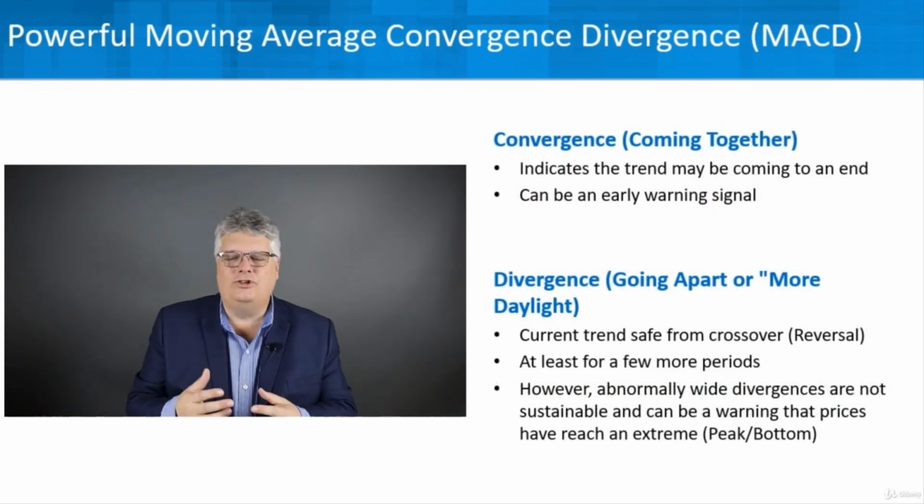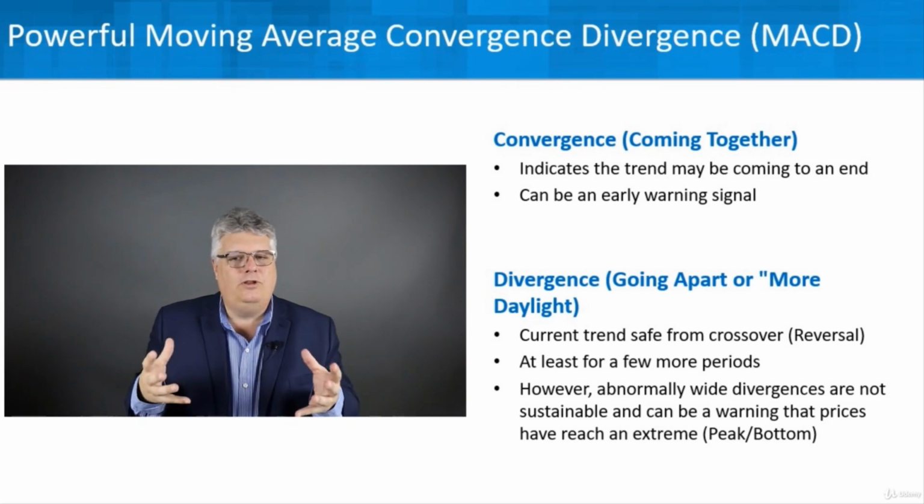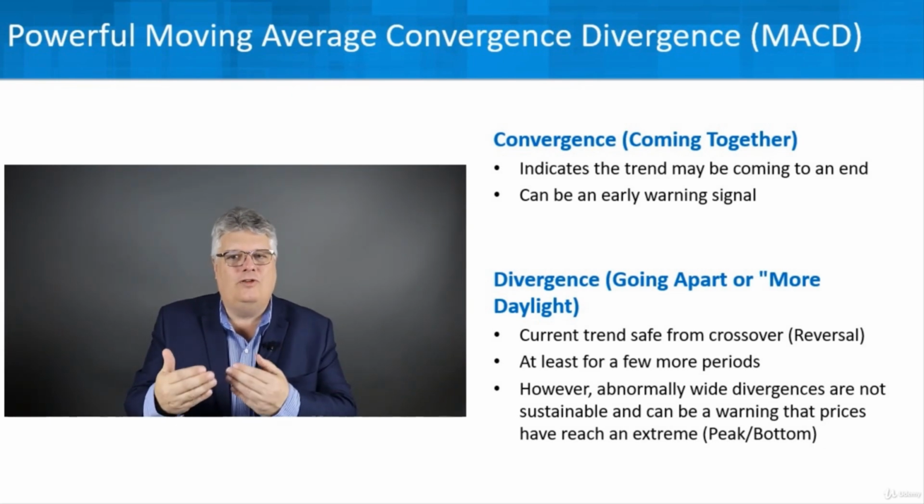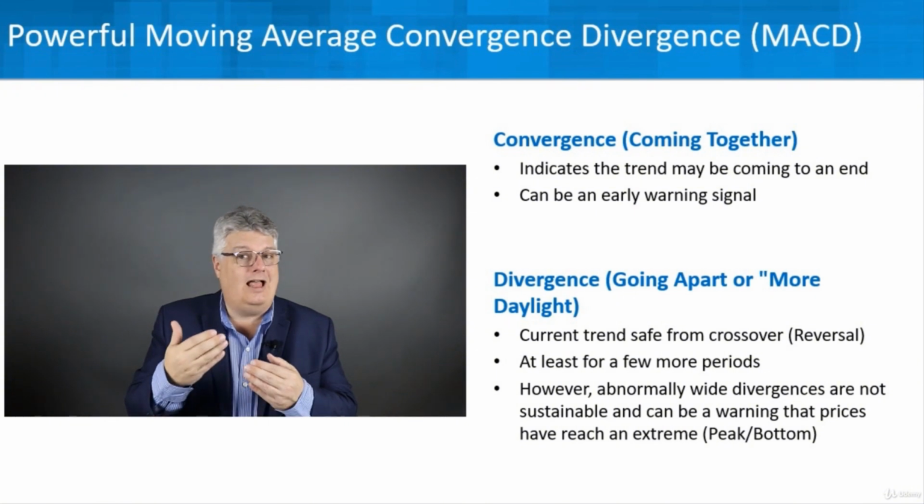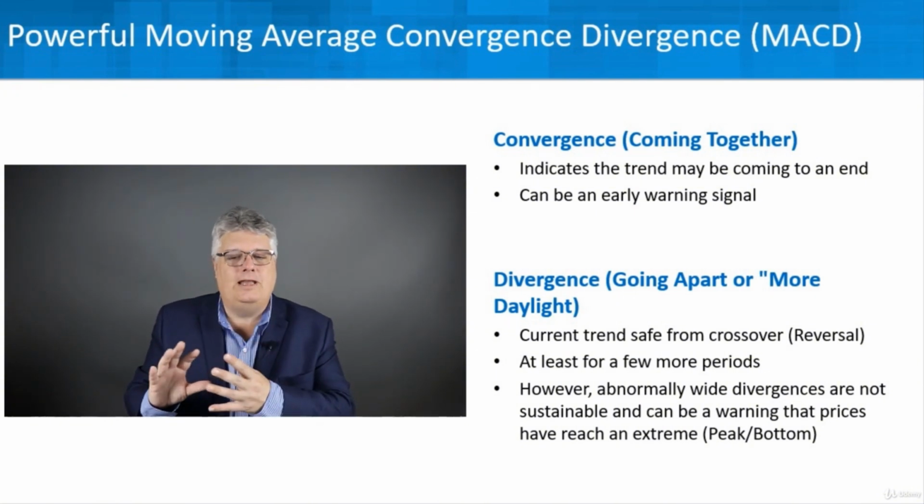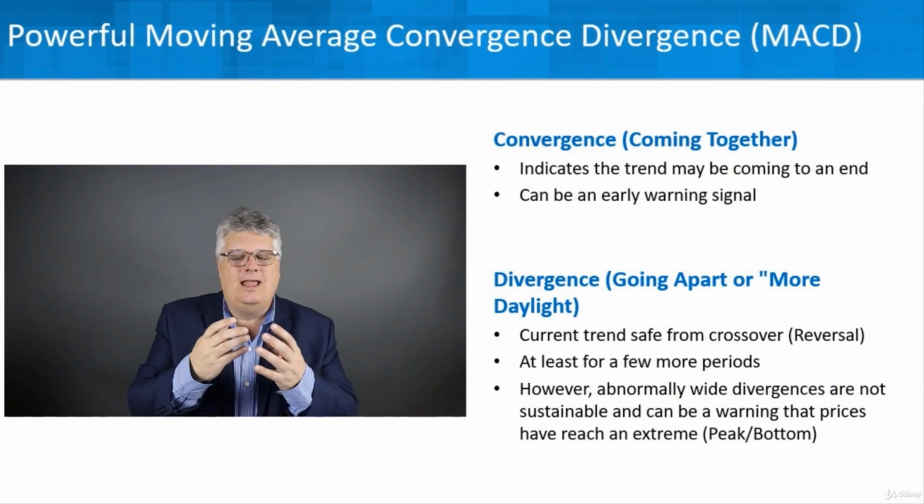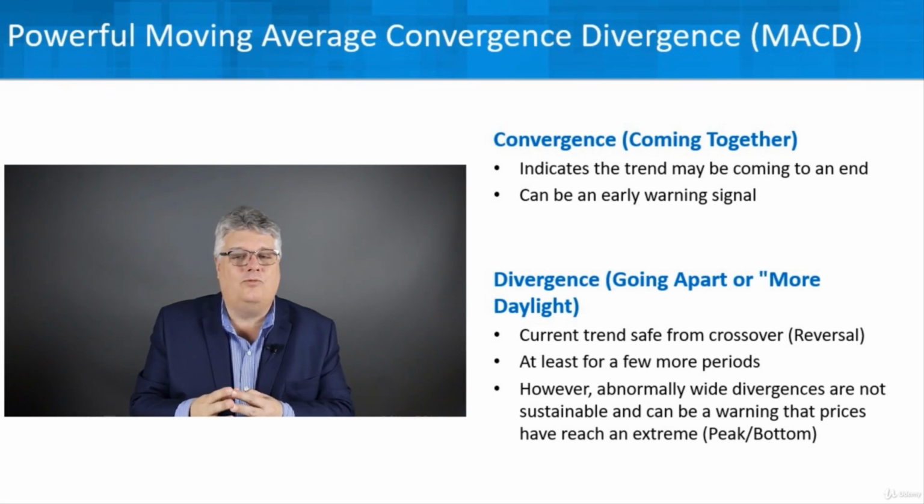So when we think about convergence and divergence, convergence would be coming together, right? And when you have convergence, it indicates a trend may be coming to an end. It's kind of an early warning signal. So we've got a trend, it could be up, it could be down, but something's happening where there's a convergence, and that's a signal that the trend is going to come to an end here. And we'll see that graphically in a moment.